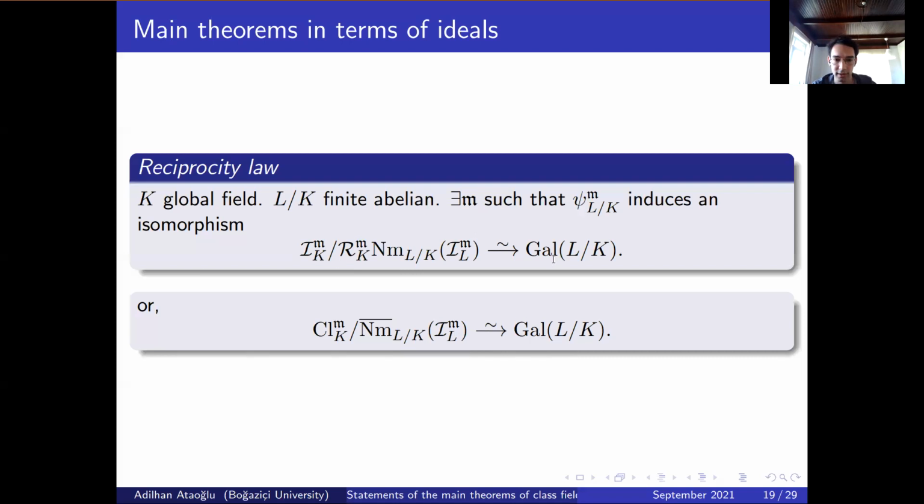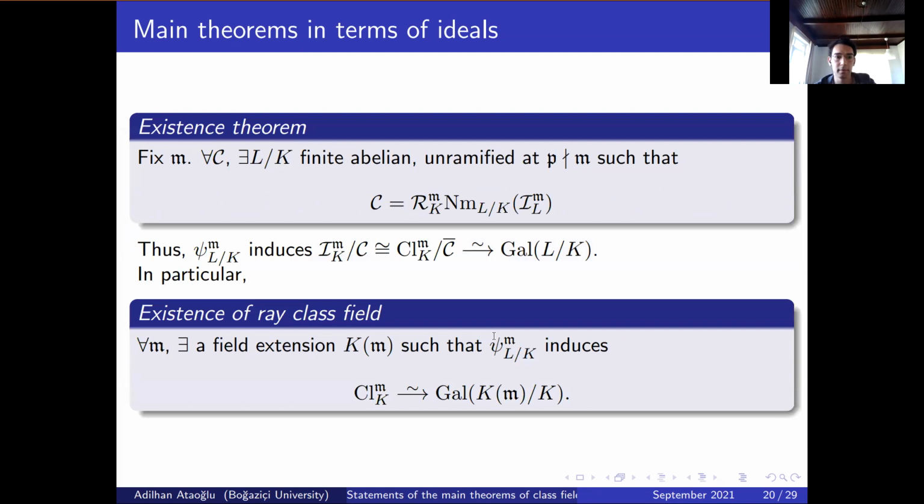Now, this is an important statement because on the left-hand side, we have information about the arithmetic of the field K. These are just the ideals. And on the right-hand side, we have information about the extensions of K, the Galois group of this field extension. Now, by taking the quotient by R_M^K, we can rephrase this statement via the ray class groups.